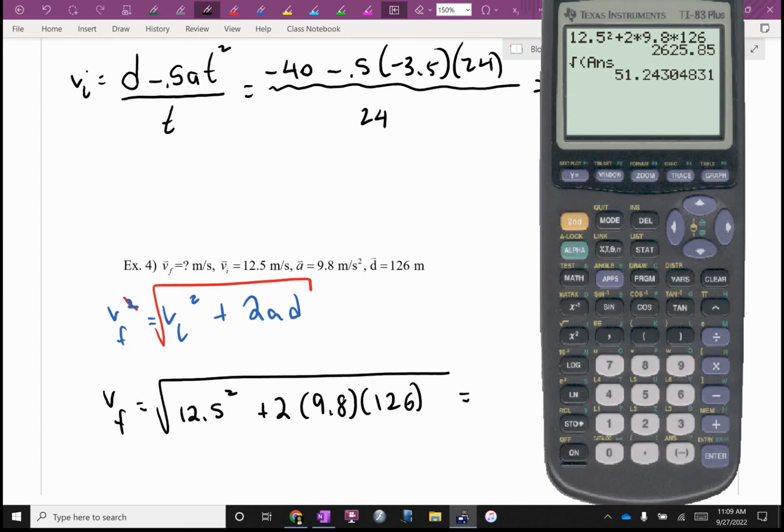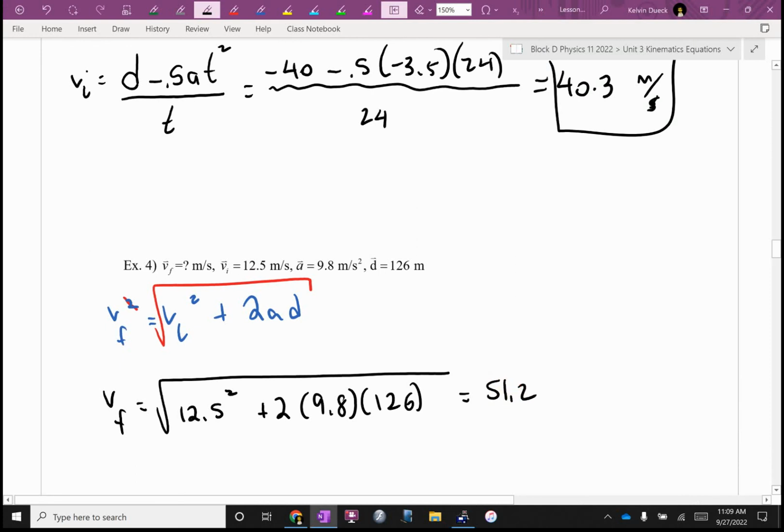And again, this is why I keep saying you want your own calculator to figure out how your calculator works. You'll have to figure out how yours does this a little bit, but such is life. Okay? 51.2. Josh, you got that as well? Units. Good. Couple more, we're done.